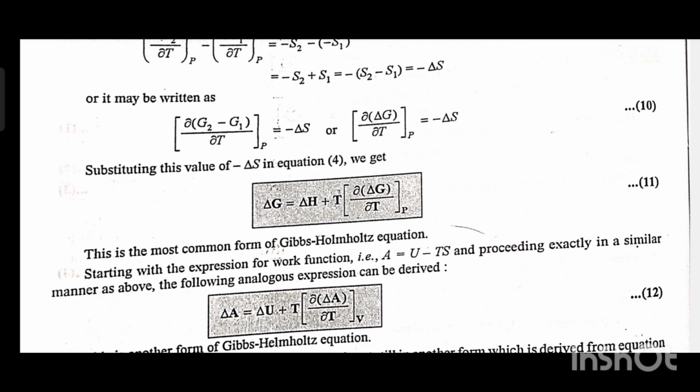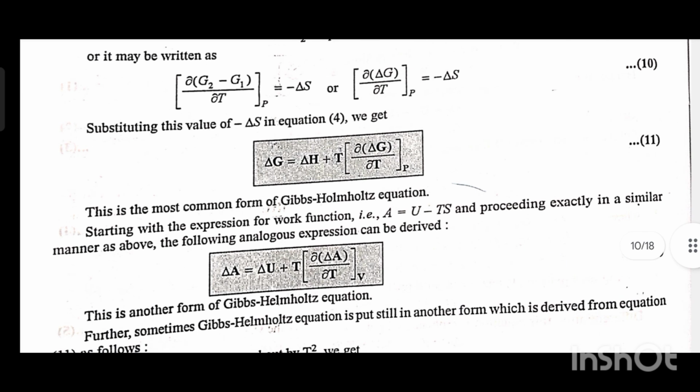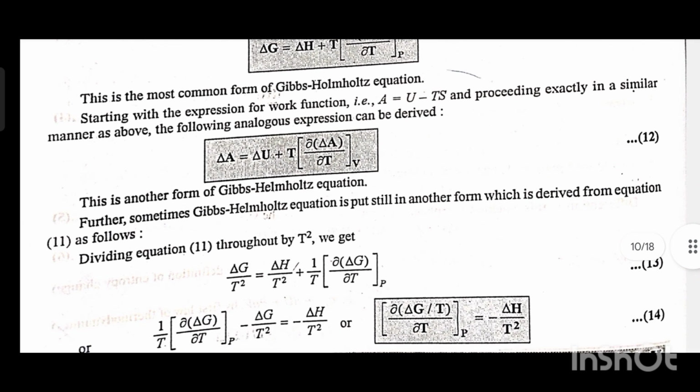Or it may be written as ∂(G2 - G1)/∂T at constant pressure = -ΔS, or (∂ΔG/∂T) at constant P = -ΔS, equation 10. Substituting this value of -ΔS in equation 4, we get ΔG = ΔH + T[(∂ΔG/∂T) at constant P], that is equation 11. This is the most common form of Gibbs-Helmholtz equation.